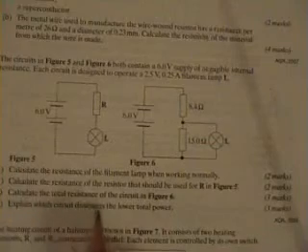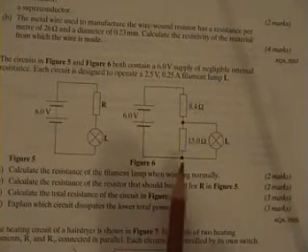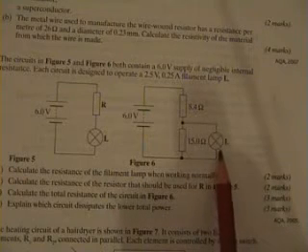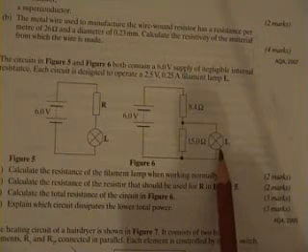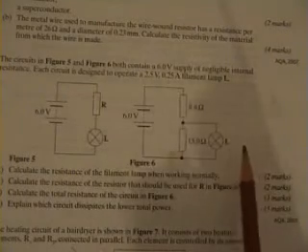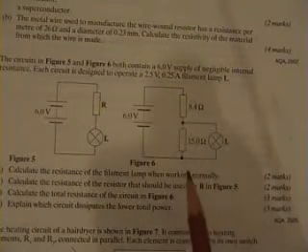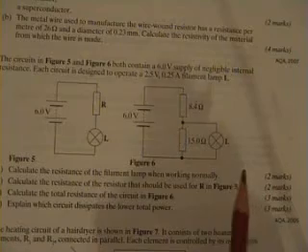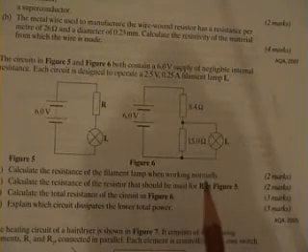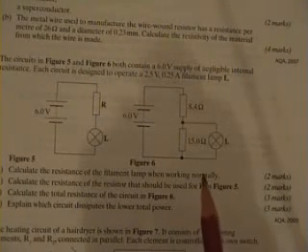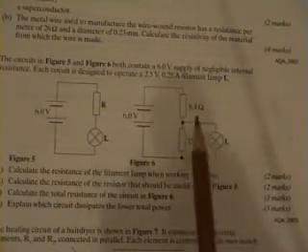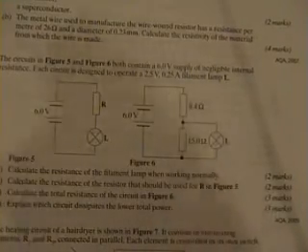Part C, calculate the total resistance of the circuit in figure 6. So we've worked out what the resistance of the bulb is. This is the same bulb as before. We've got to find the total resistance. So what have we got? We've got the bulb and another resistor in parallel. So we can work out the resistance of those two in parallel, and then we've got a resistance in series with that pair. So once we've worked out the parallel pair, we can then put the value we get for those two in series with that one and get the total resistance of the circuit.